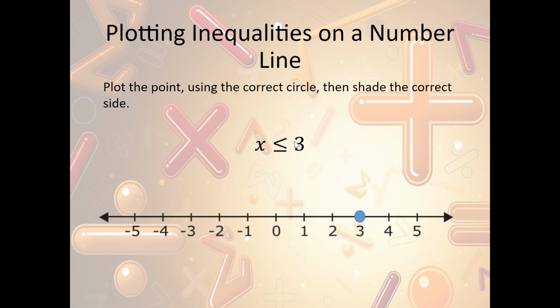Now from there, we're looking at all the x's smaller than 3, right? Because Pac-Man's eating 3, so that means 3 is bigger than all the x's. Well, where are all the x's smaller than 3? Well, they're smaller on this side here, so we would shade in this direction.